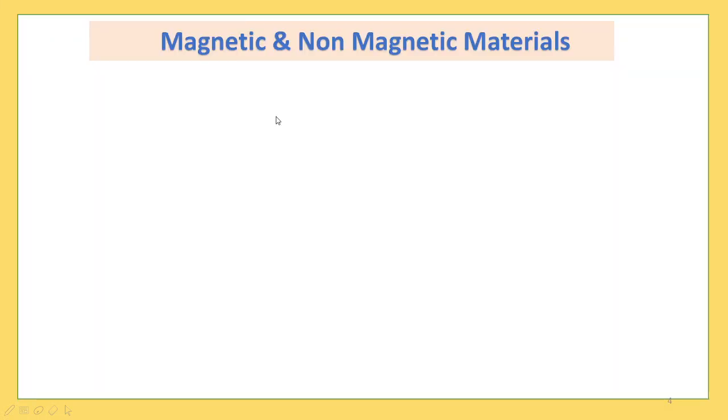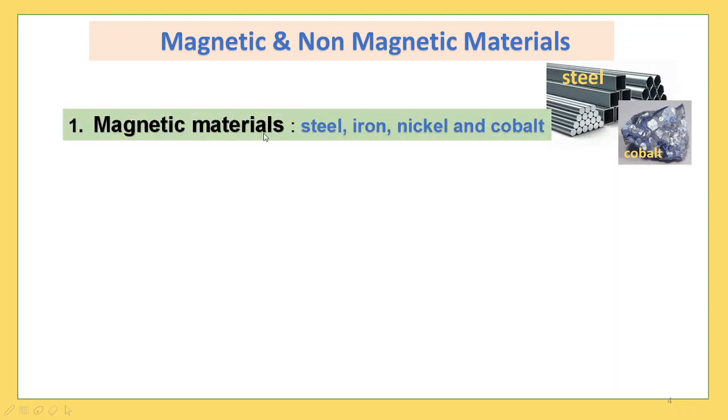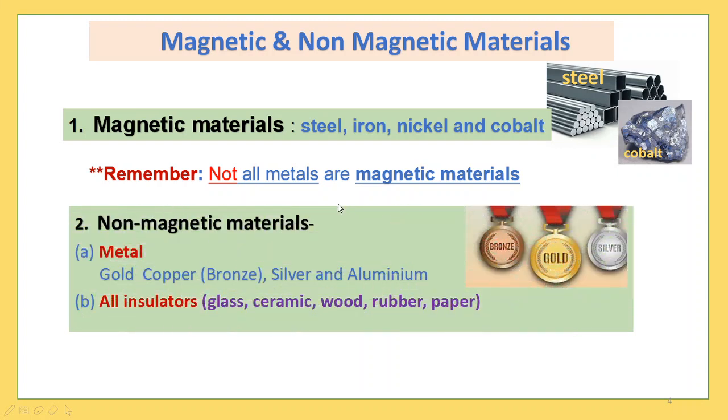Magnetic and non-magnetic materials. To make a monad, we depend on the magnetic materials such as steel, iron, nickel, and cobalt. Remember, not all metals are magnetic materials. What are the non-magnetic materials? Just like we have mentioned, not all metals are magnetic materials.